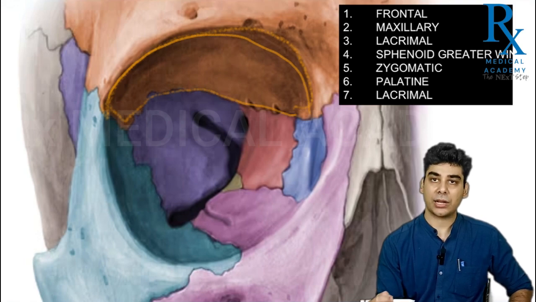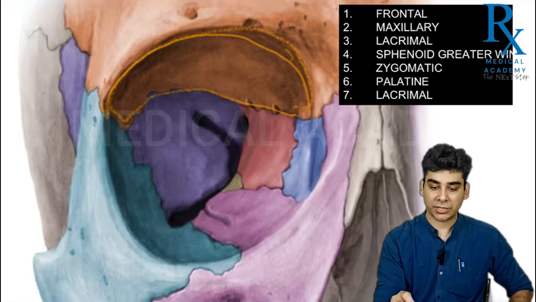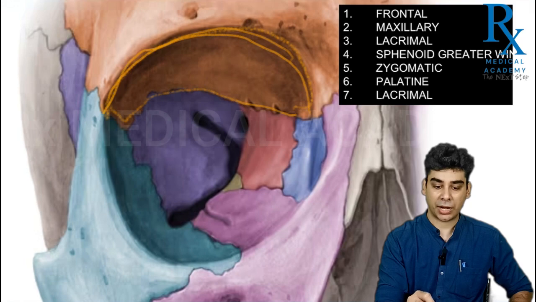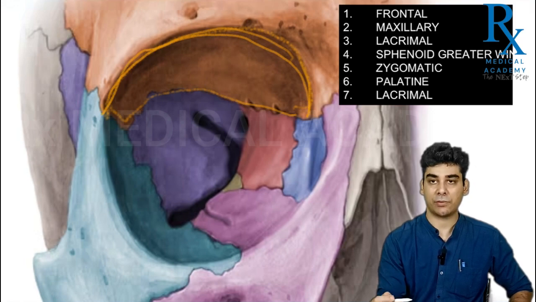Now frontal bone is a large bone. That is why it will form not only the margin of the roof but also superior margin of the lateral wall and superior margin of the medial wall.